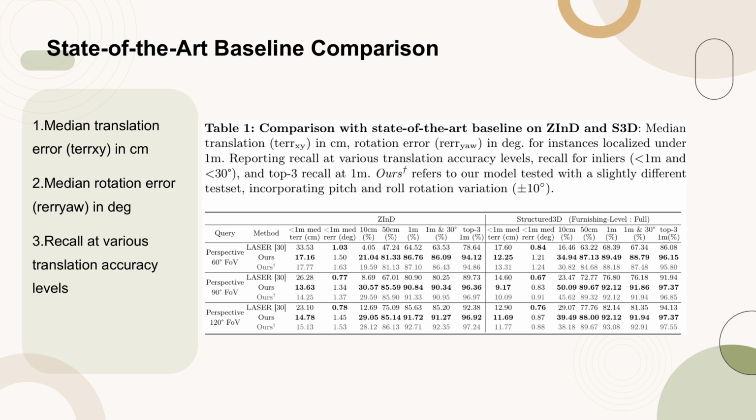The hours model refers to our method tested with a slightly different test set, incorporating pitch and roll rotation variations, plus or minus 10 degrees. The comparison underscores the superior performance of our method in terms of localization accuracy and recall metrics, particularly in scenarios with variable field of view and angle variations.